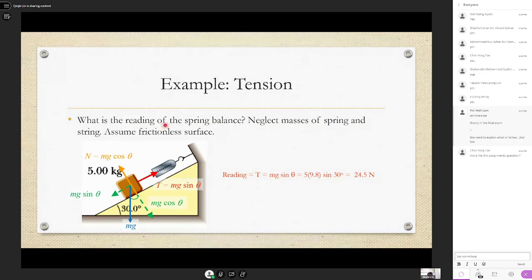Okay, then to solve the question, they are just asking you what is the reading of the spring balance. That means they are asking you what is the force of this red one. If you take the summation of forces in this direction along the slope, you'll realize this T must be equal to mg sine theta, because it must cancel out. The block is not moving. So this T must be equal to this. That's all. You don't really need to care about the other two. So you find T is mg sine theta, and then you will solve what this question is asking for.